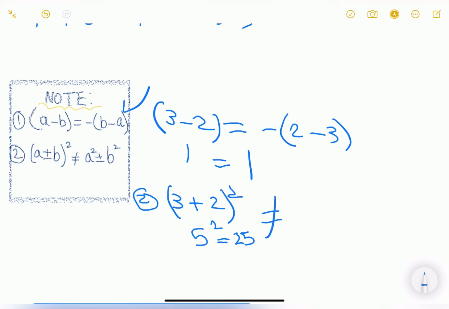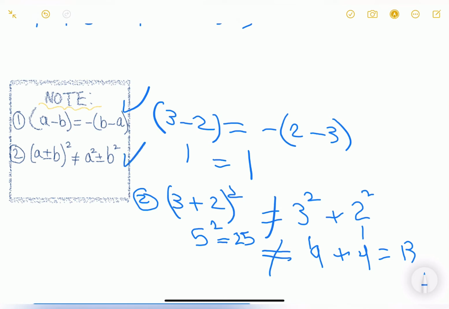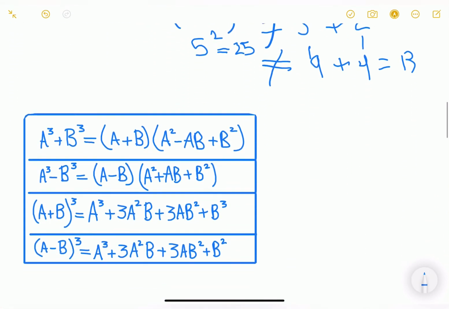Does not equal, should not equal. What is it? We said that a is 3. 3 squared is 9. And we did plus, so what is b squared? B squared we said is 2. 2 squared is 4. So what is 9 plus 4? 9 plus 4 is 13. So now we proved that this does not equal this, meaning 2 is valid. It's true. Now let's move on to our next set.